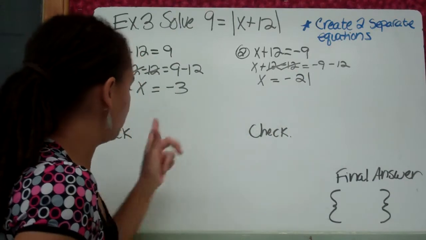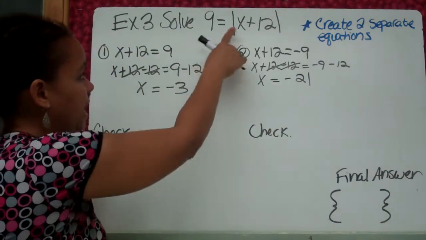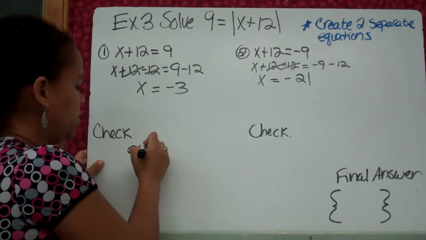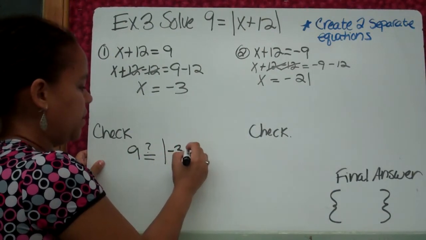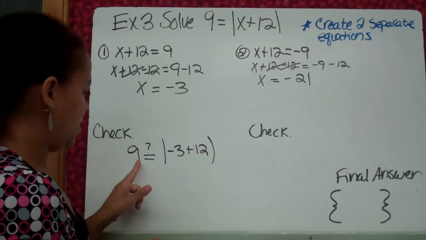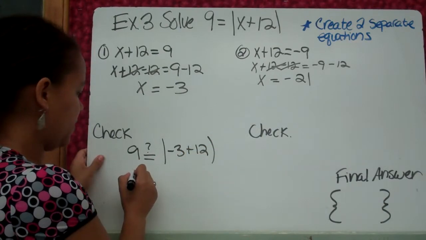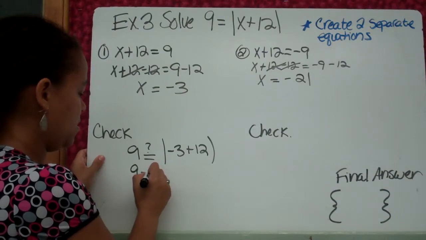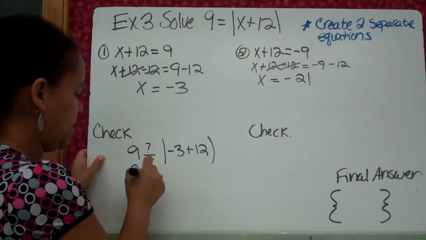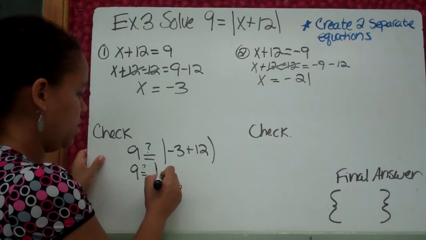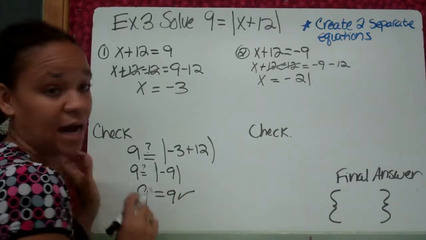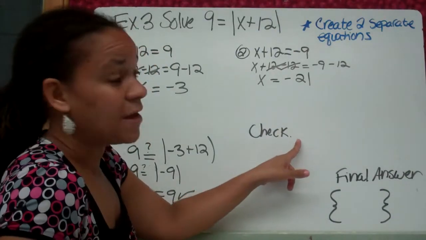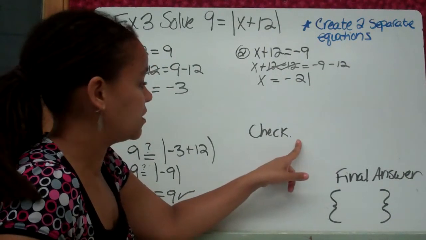So let's see if that's true. Let's check. If I plug in -3 to my original equation, do I get 9? -3 plus 12. Yes, -3 plus 12, that would say 9 is, question, is it equal to absolute value of 9? Yes, it is. 9 equals 9, so that's correct. And it's very important to check these every single time.